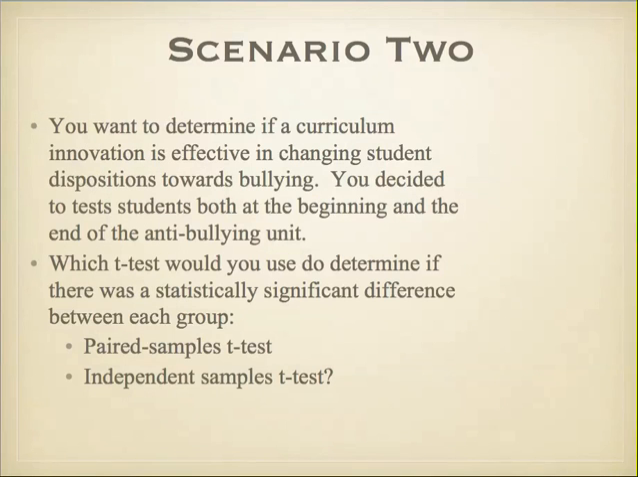In the second scenario, if you're going to test a particular kind of intervention, maybe attitudes towards bullying, and you tested attitudes at the beginning of the intervention and at the end, that would be a paired samples t-test. Same group before and after the treatment, or before and after the intervention.